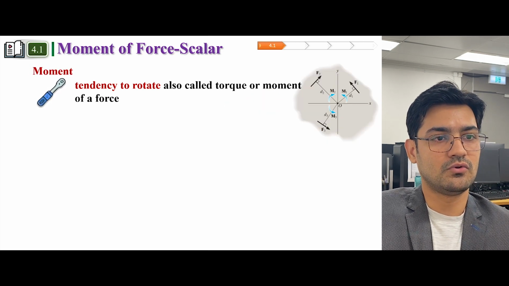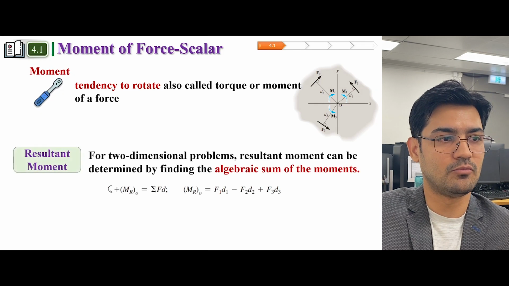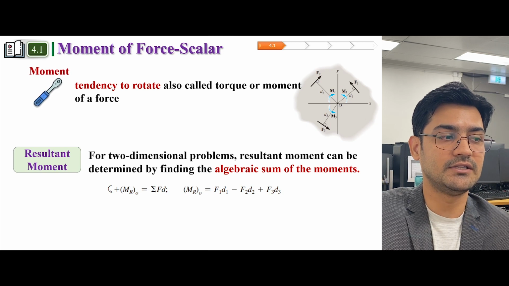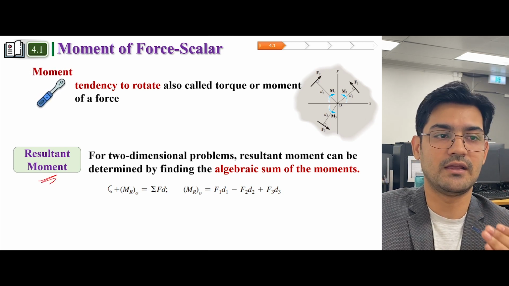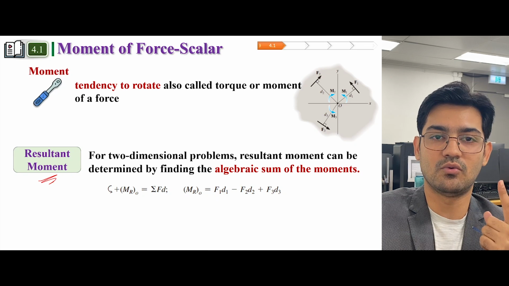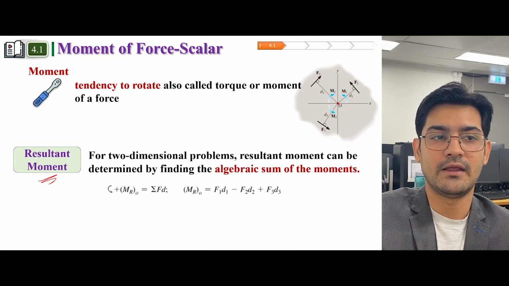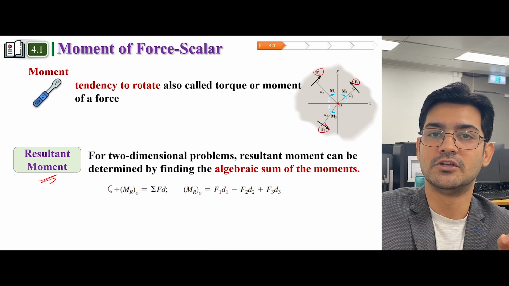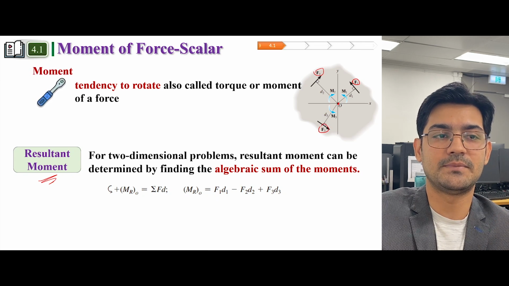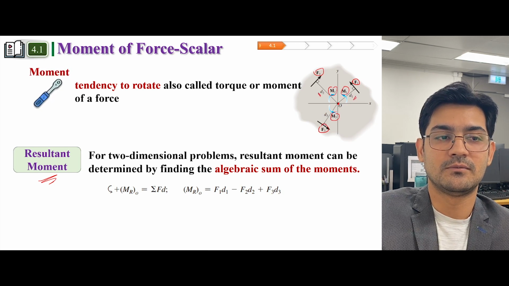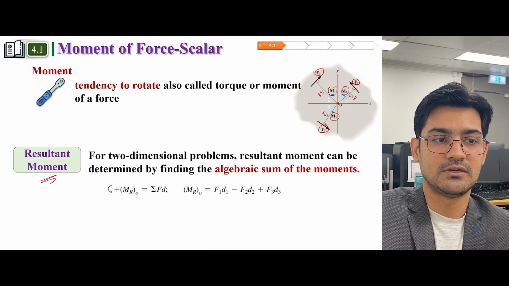Okay, so what if we have multiple moments acting on the same plane? We can find the resultant moment, because previously we studied only one force acting. So now imagine you have the same point and you have three different forces acting on that plane. So you will have three different moments. I represent these three different moments with M1, M2, and M3. And all these moments have different perpendicular distances d.